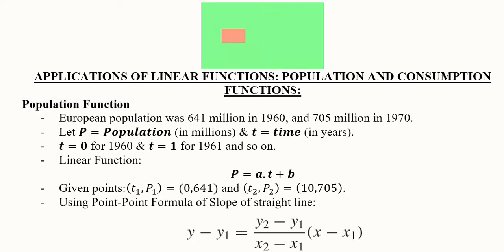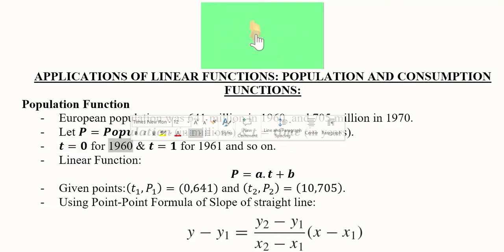We are considering the example of Europe. Its population was 641 million in 1960 and 705 million in 1970. If we have these 2 points, we can assign various symbols. Population, for example, can be represented by P, and T can be used to represent time, which is in years here, and the population is in millions.